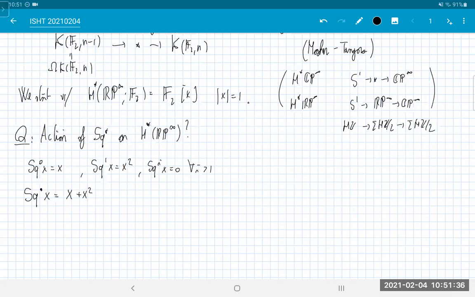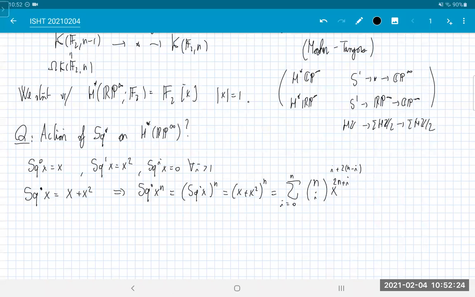But remember, square bullet was a map of rings. So square bullet of x to the n is square bullet of x to the n, which is x plus x squared to the n, which is the sum for i from zero to n of n choose i times x to the n plus i. Two n minus i is two n plus i, sorry.